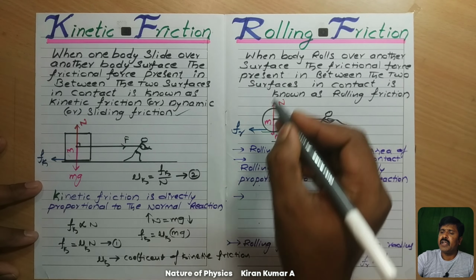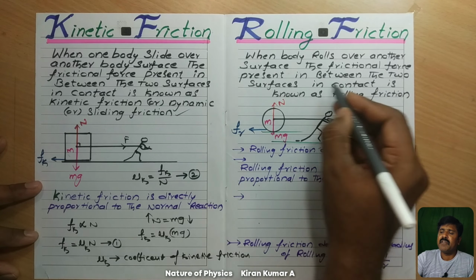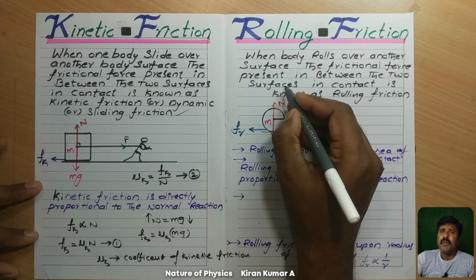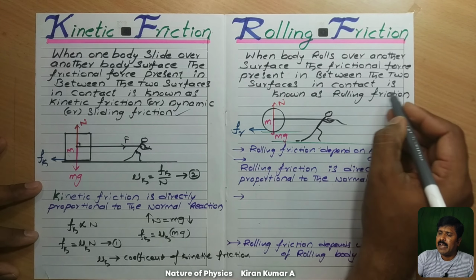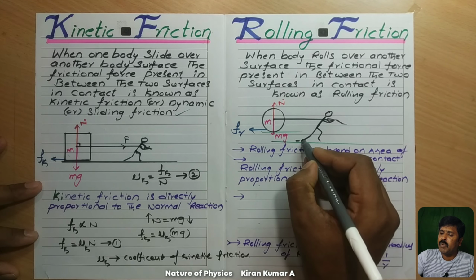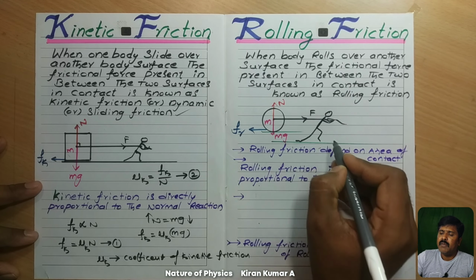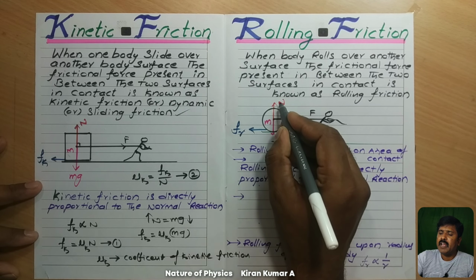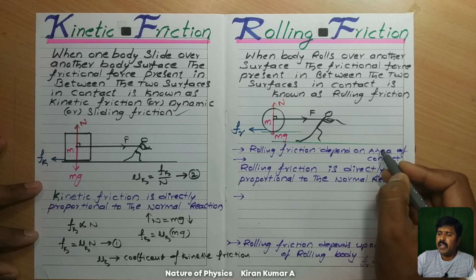And then, continuation, rolling friction. When a body rolls over the surface of another body, a frictional force is developed. The frictional force present between the two surfaces in contact is known as rolling friction. A person is pulling here, student, with a horizontal force F, and in the opposite direction rolling friction is developed, the normal reaction is perpendicular to the surface, and mg is acting in the downward direction.